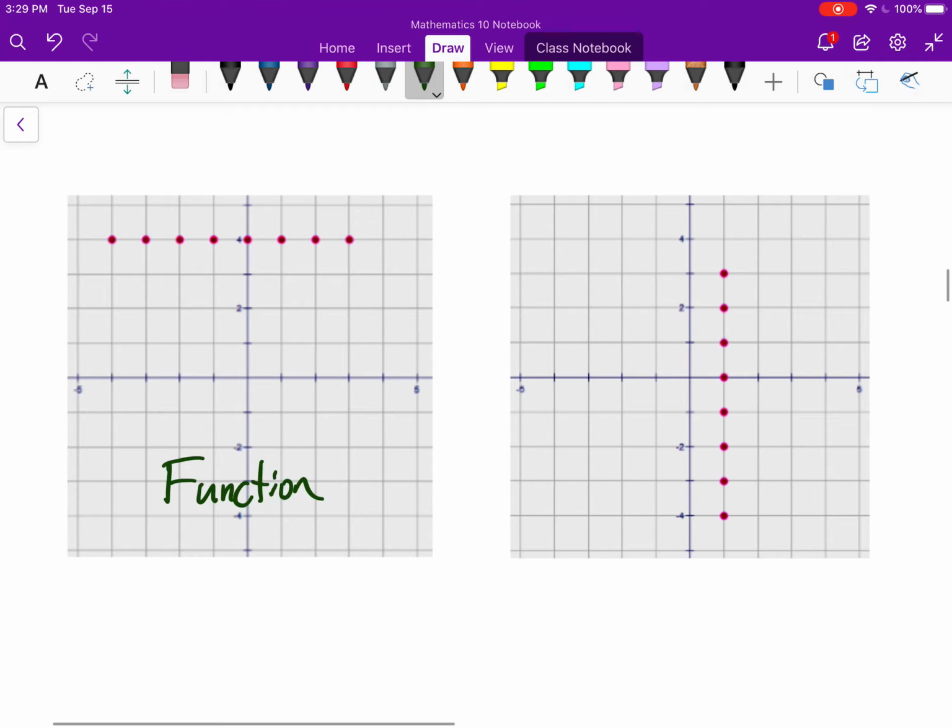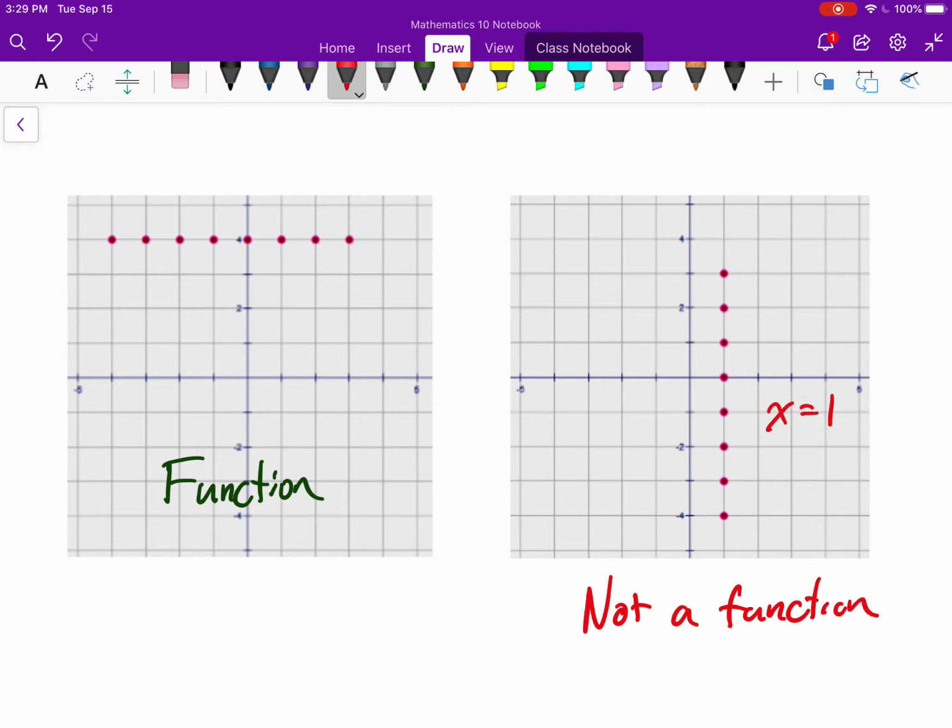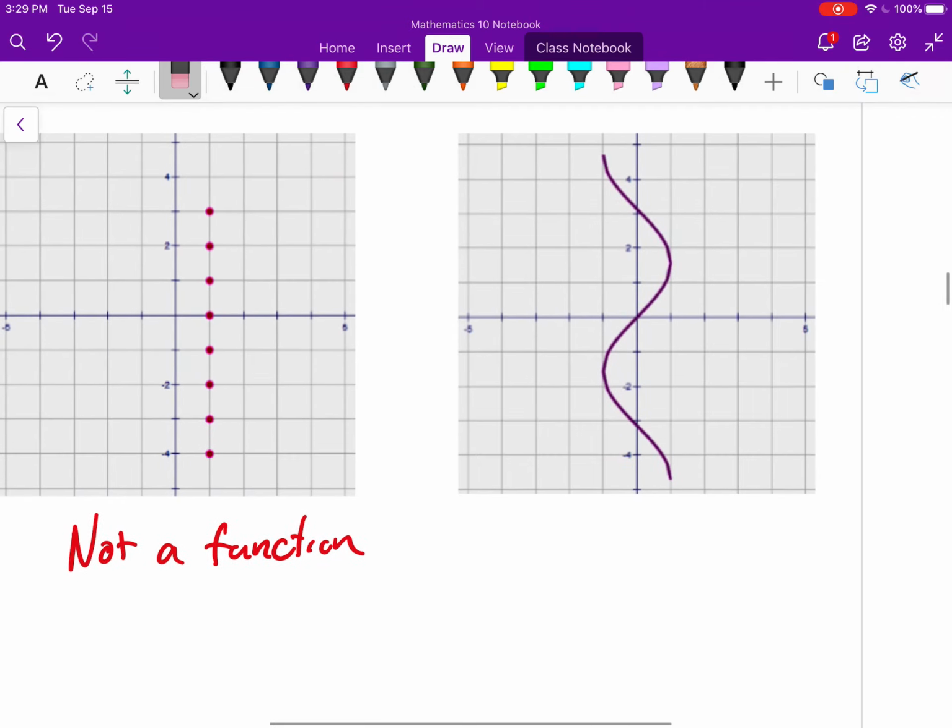However, the next one is not a function. There's a whole bunch of points all on top of each other. For example, right here, when x equals 1, y equals, well, 3, or 2, or 1, or 0, or negative 1, or negative 2, or negative 3, or negative 4. All of these are outputs for a single input. Definitely not a function. And the last one here is not a function.